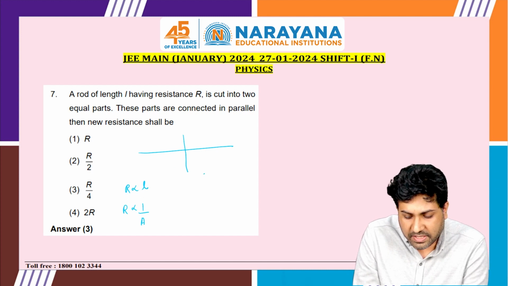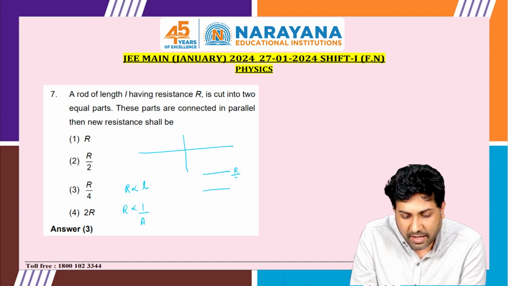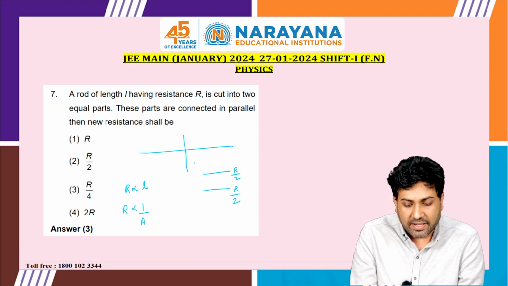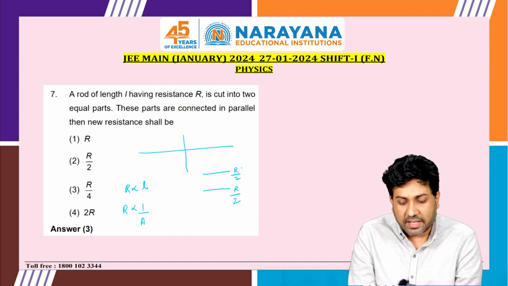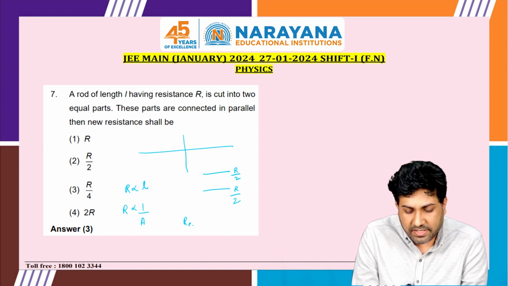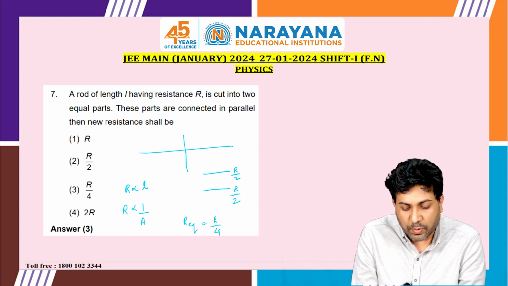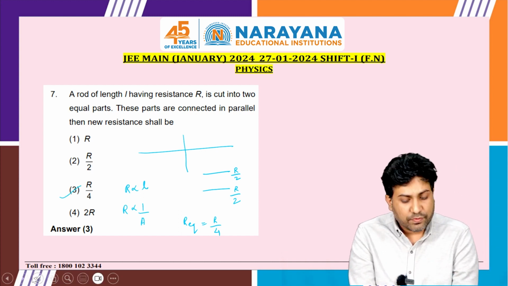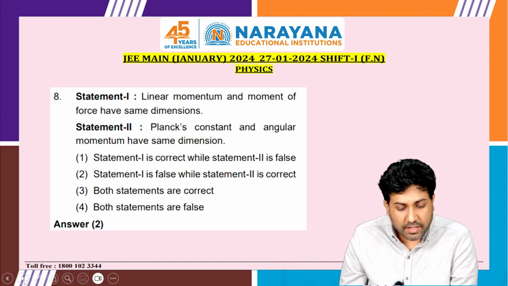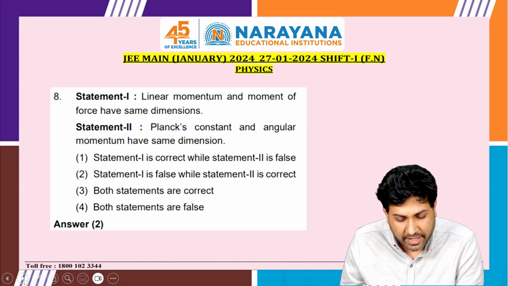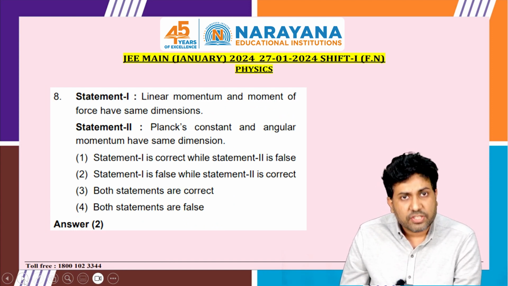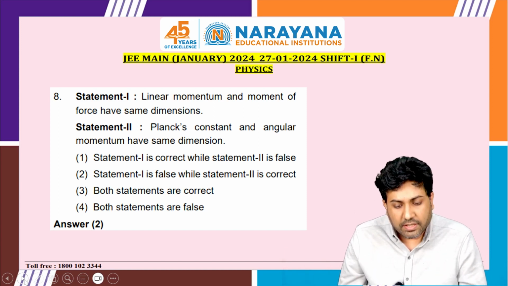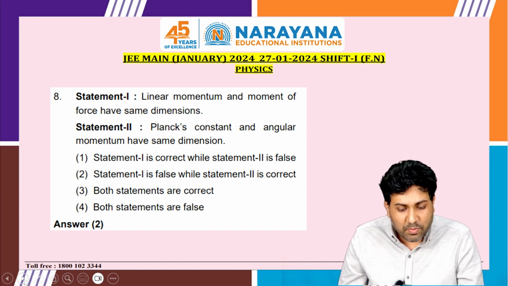So these two parts individually have R by 2 and R by 2 resistance, but now they are connected in parallel. When they are connected in parallel, the equivalent resistance will become R by 4. Okay, so the answer will be 3. Let's move to the next question then. In this question it is a statement based question, so they have given us two statements. Let's read them out. The linear momentum and moment of force.